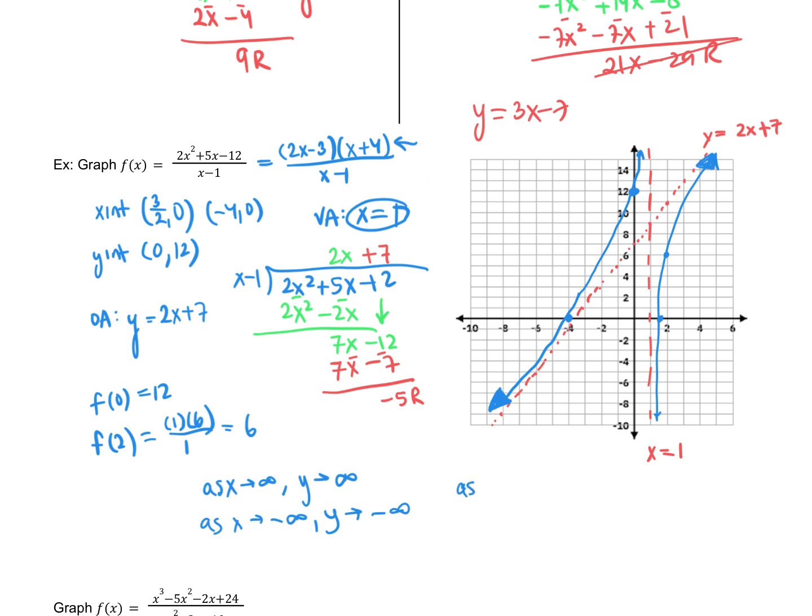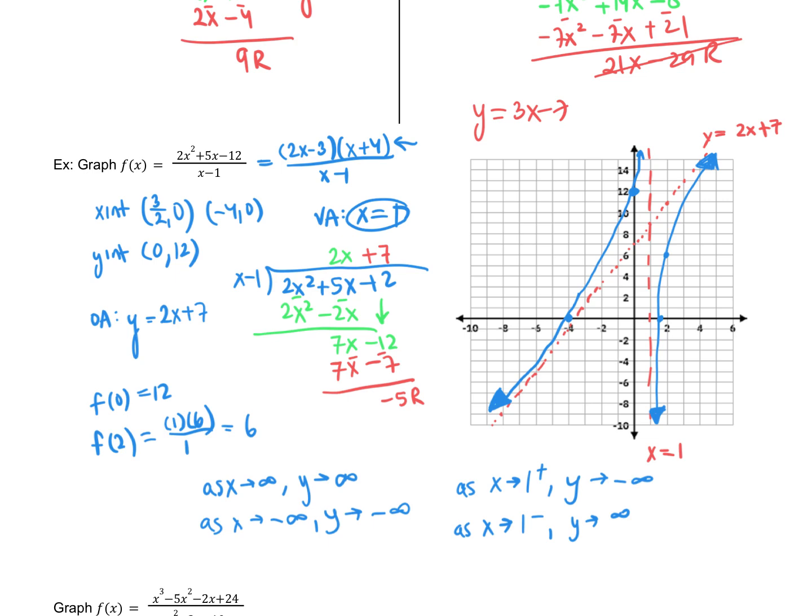And then I could test around the vertical asymptote. So as x approaches, let's say, 1 from the right, and I plug in 1.01, I would get a very large negative number. So I'm approaching negative infinity, like I am doing right here to the right of the asymptote. And finally, as x approaches 1 from the left, and I plug in, let's say, 0.99, y approaches positive infinity.